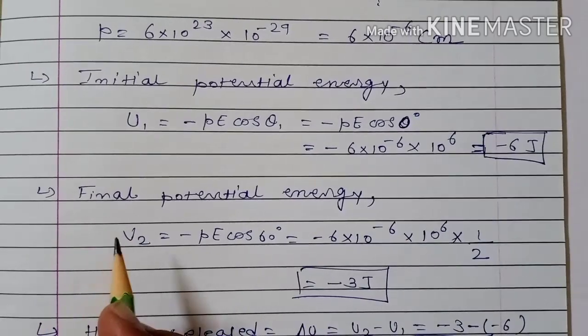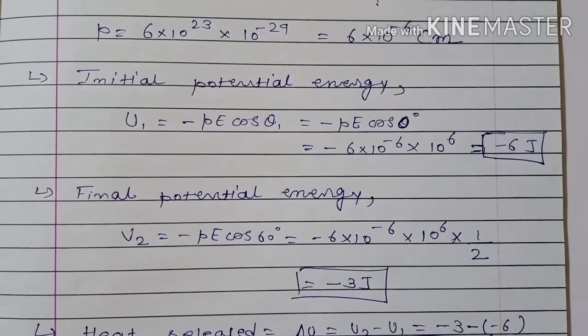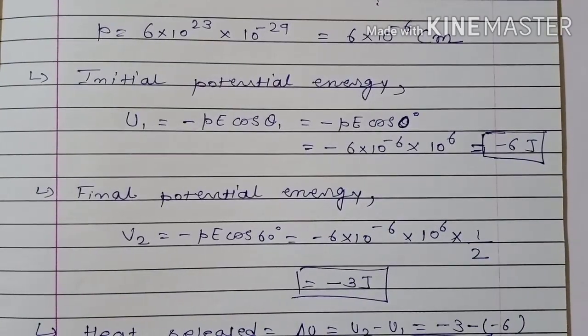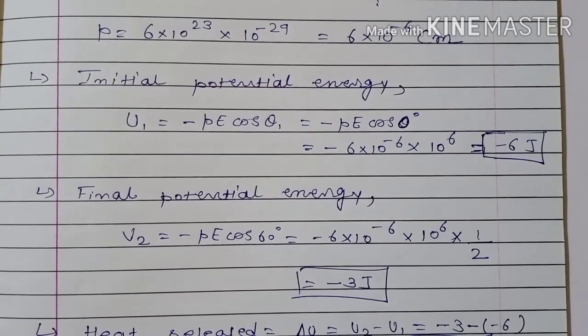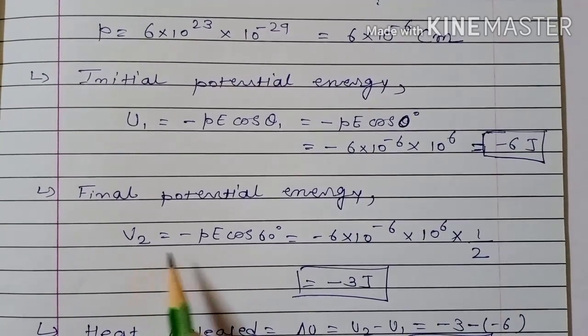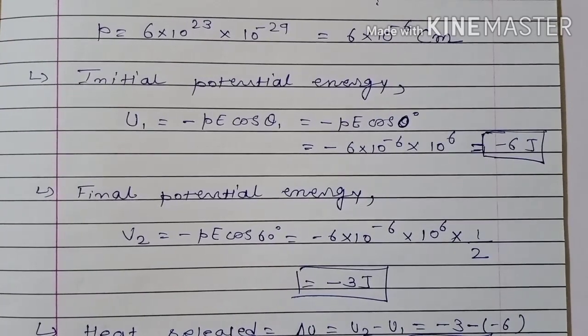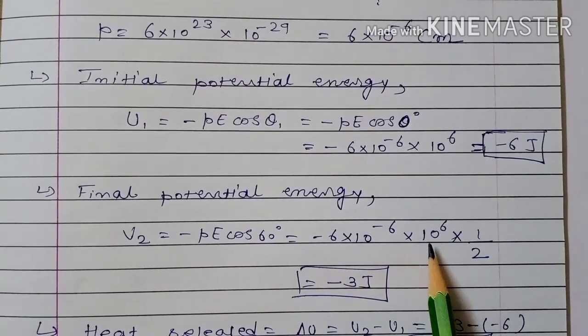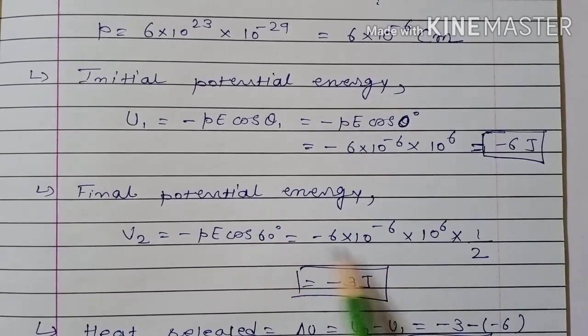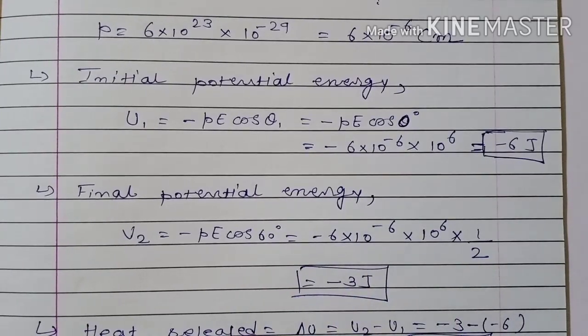Now for the final potential energy, suddenly the direction of the electric field is changed. At that time the angle between the electric dipole moment and electric field is 60 degree. At that time potential energy is minus pE cos 60 degree. Minus 6 into 10 raised to minus 6 into 10 raised to 6. Cos 60 is 1 by 2. So it can be written as minus 3 joule.